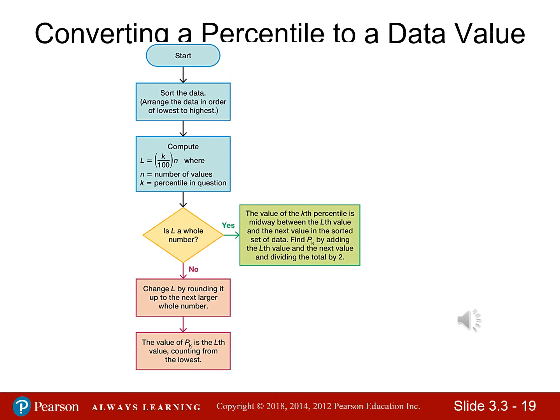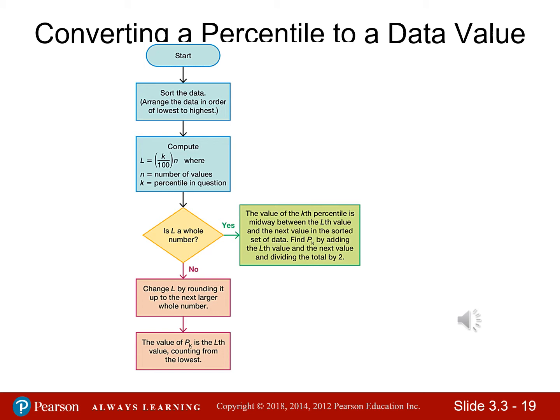These are the steps involved in finding a percentile. The first thing you do is you sort your data from smallest value to largest value. Next, you compute your locator using the formula L equals K divided by 100 multiplied by N, where K is the percentile of interest and N is the total number of observations in the data set.